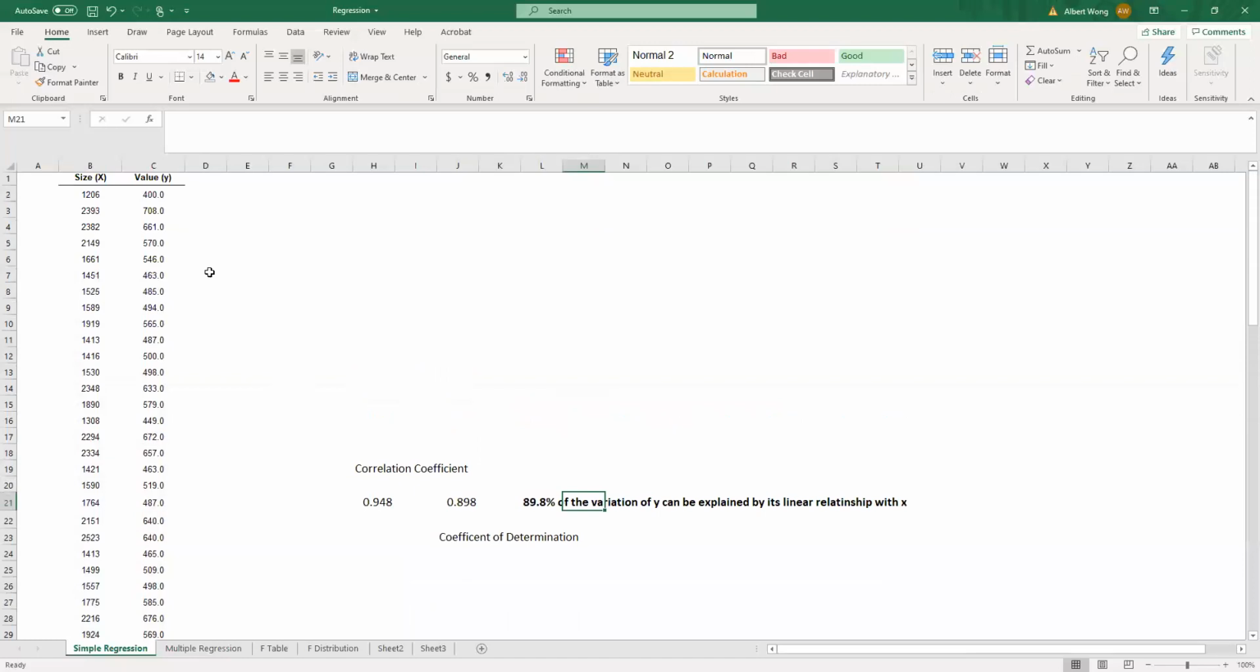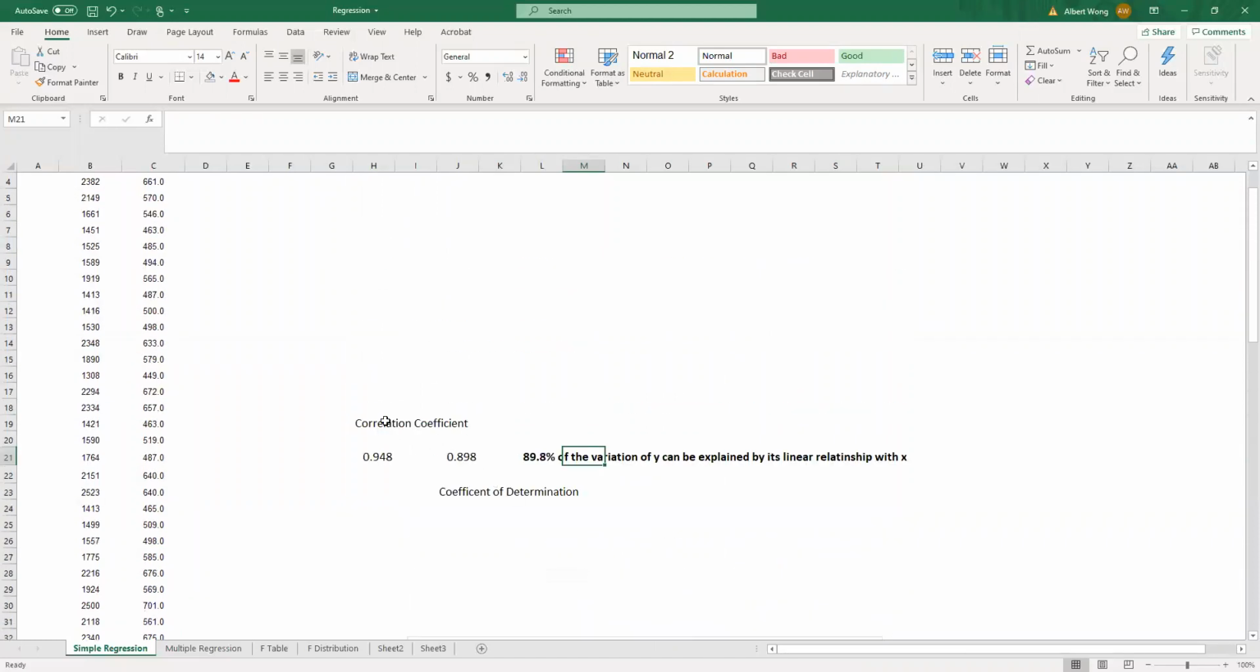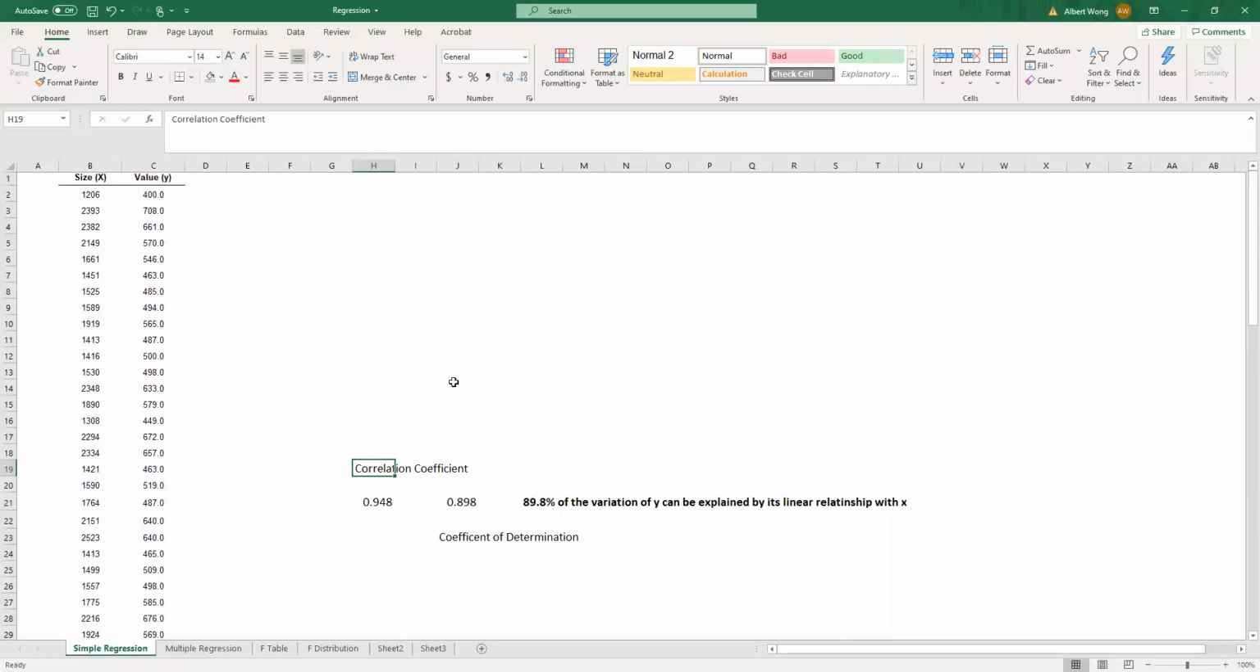So when we have two numerical variables, and we want to study the relationship, we can use the scatter diagram to represent the relationship graphically. We can use R, the correlation coefficient, to represent the relationship numerically. And we can also look at R squared, which represents the percentage of the variability that can be explained by the linear relationship.